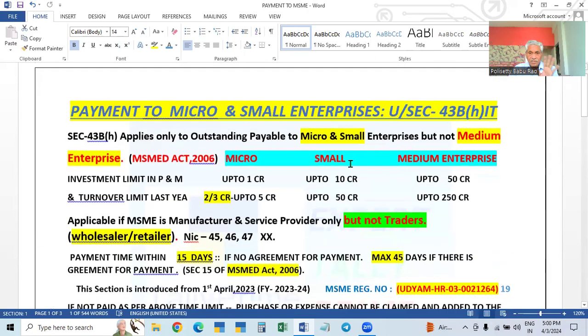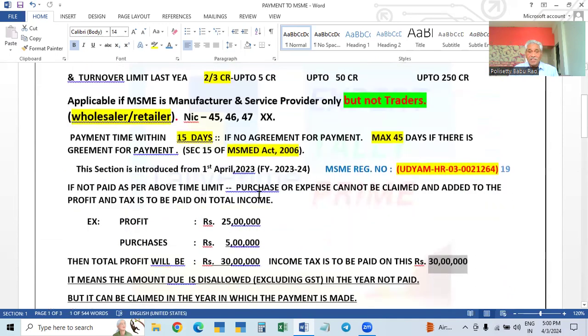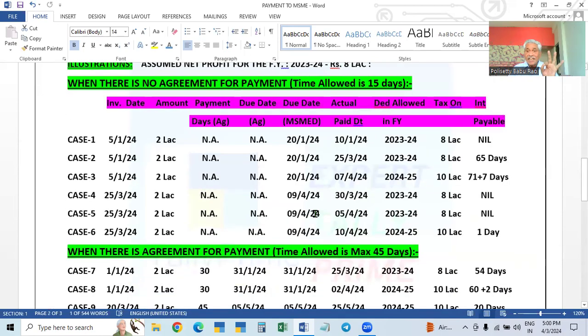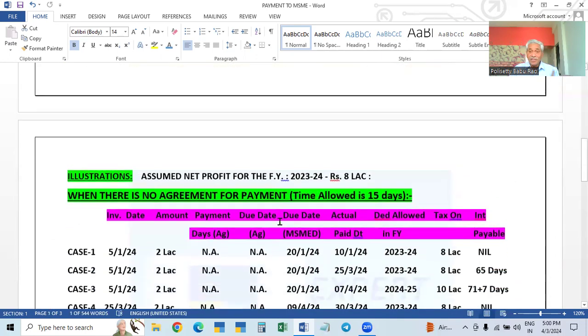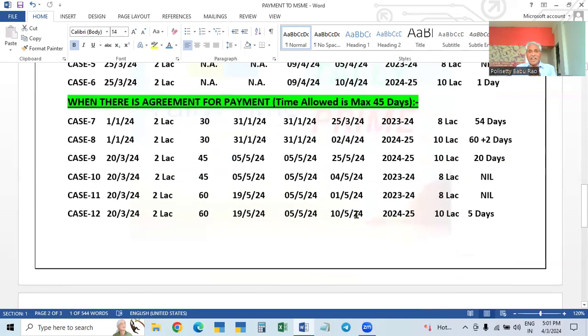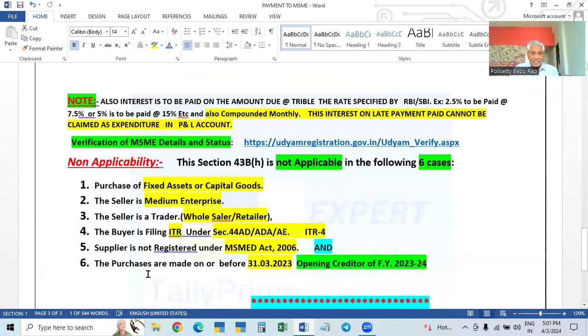Now, how this MSME provision is available: I told you that section 43BH is applicable. But in 6 cases, this section is not applicable. That is, we need not pay within 15 days without agreement, or within 45 days if there is an agreement. So this rule is not applicable in 6 cases.